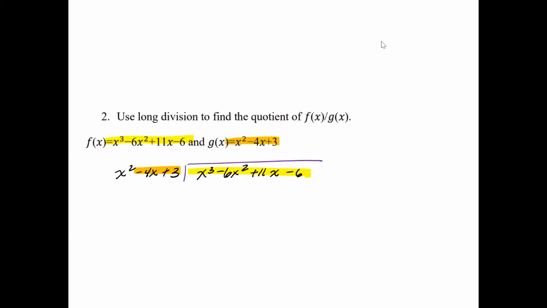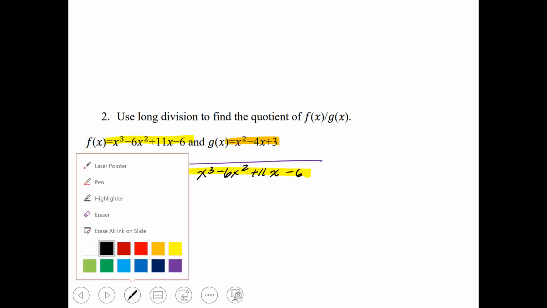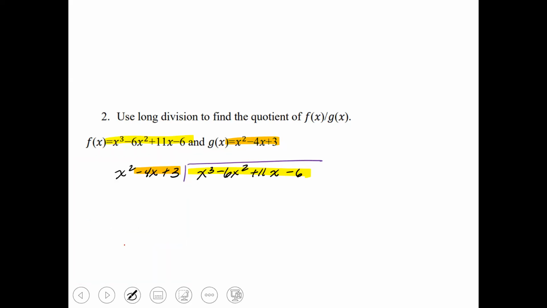Let's go and take a look at this together, you guys. So first thing you're gonna do is you're gonna ask yourself, x squared times what gives me x cubed, because that's the first thing I want to cancel, right? So I'm going to put x. And once you have that, remember, you're going to take that x and then multiply into here. So you have x cubed minus 4x squared plus 3x.